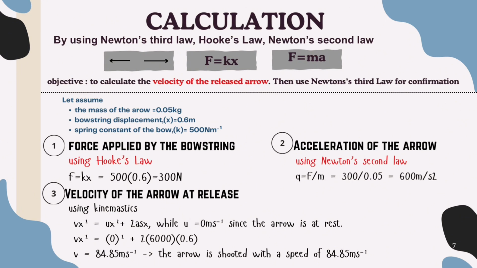Then we find the velocity of the arrow at release using kinematics in the x direction. We can use v² = u² + 2as, where u equals 0 m/s since the arrow is at rest. So we apply the numbers: v² = 0² + 2 times 600 times 0.6, and then we get a velocity of 84.85. Hence we can conclude that the arrow is shot with a speed of 84.85 meters per second.